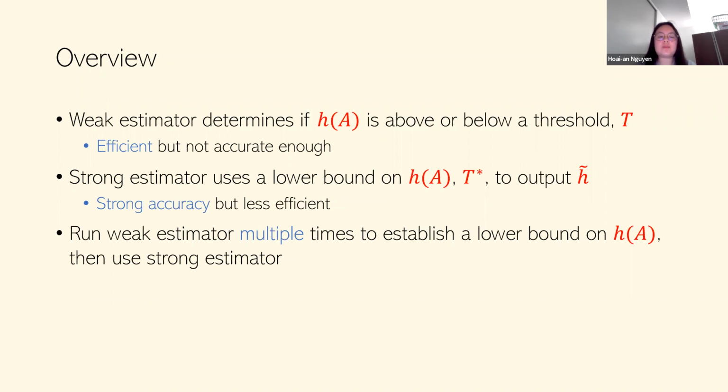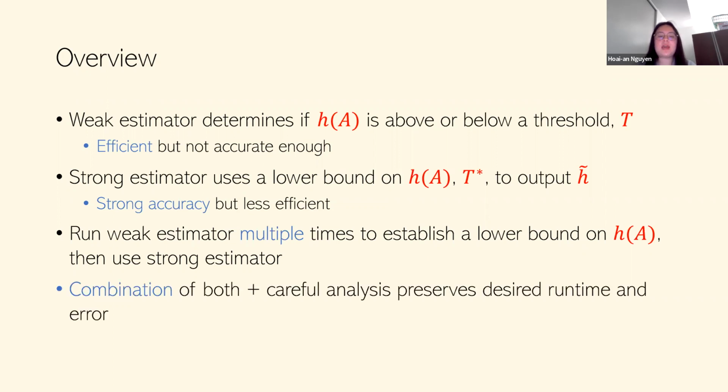We run the weak estimator multiple times to establish a lower bound on the H index, and then we pass this lower bound into the strong estimator so that we can output the final H tilde. The combination of both, plus careful analysis, especially on the guarantees of the weak estimator, preserves both the desired runtime and the probability of error.